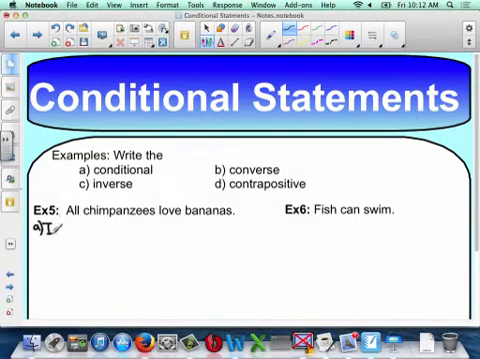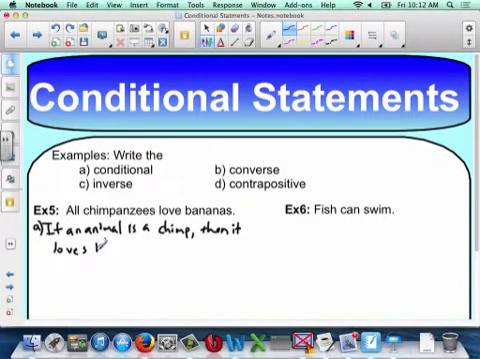Okay, so if an animal is a chimpanzee, which we're going to read as chimp, then it loves bananas. Okay, that's our original conditional statement.